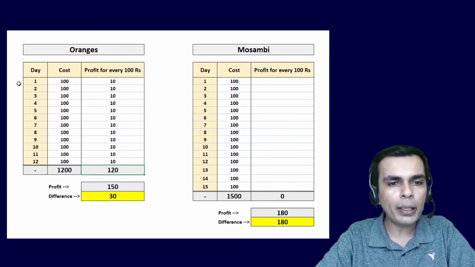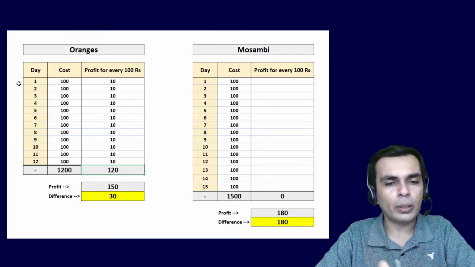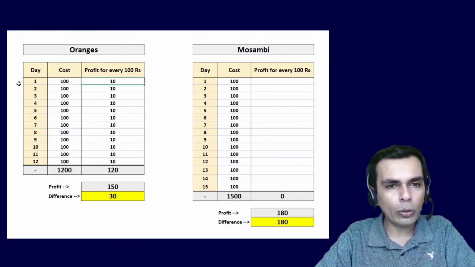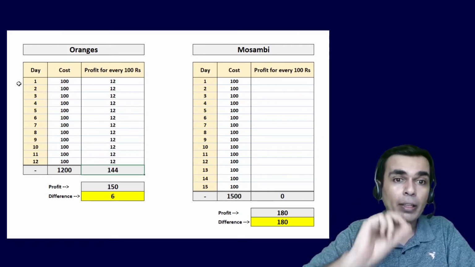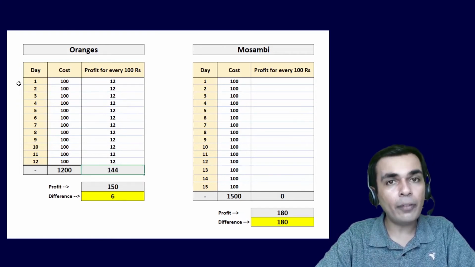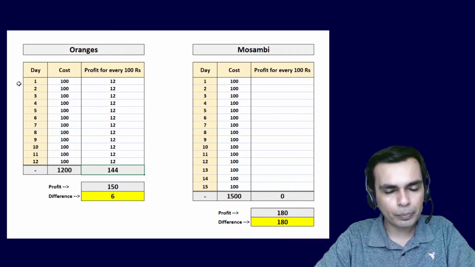If I do 10 rupees, 10, 10, 10, 10, on every 100 after 1200, that is 120 rupees. Still 30 left. So let me do, let's say, 12. Yeah, now I think it makes sense. We are close. So if the profit on every 100 is 12 rupees, then after 12 hundreds, the profit is 144.